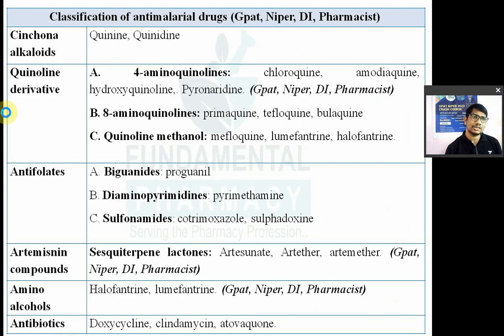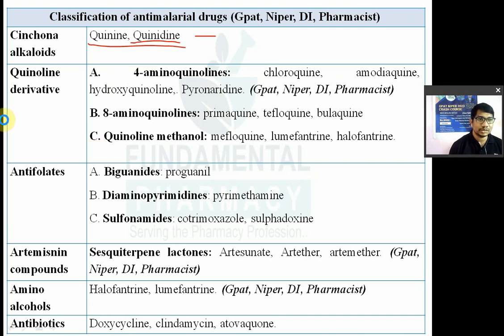So the first one is the cinchona alkaloids. In that you have quinidine and quinine. Obviously, you should know the adverse effects of quinine and quinidine. They will cause cinchonism and blackwater fever. Quinidine is a cardiac depressant, so it can cause arrhythmia, etc. Then quinine can cause photosensitivity reaction and allergic reaction.